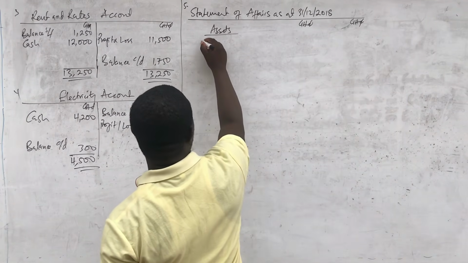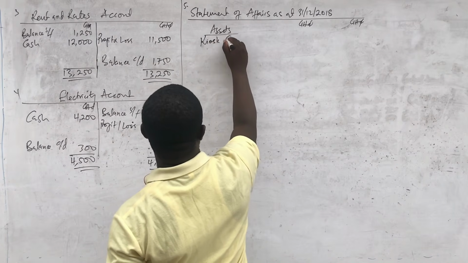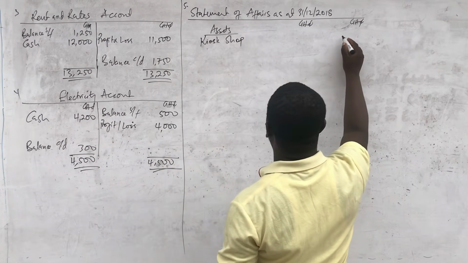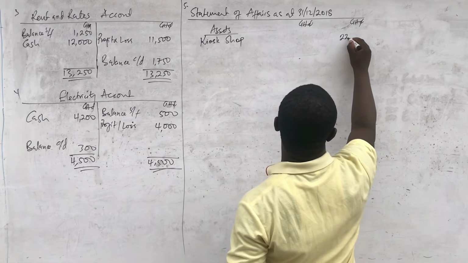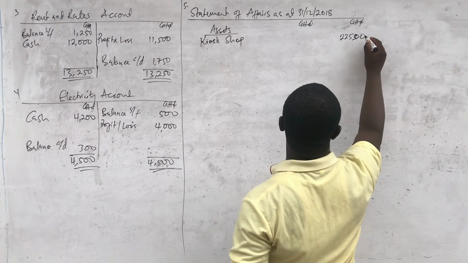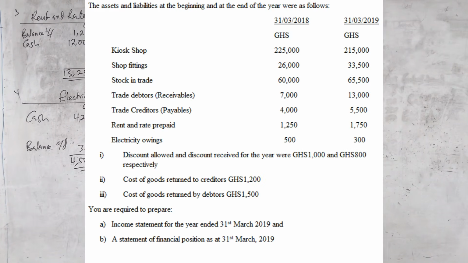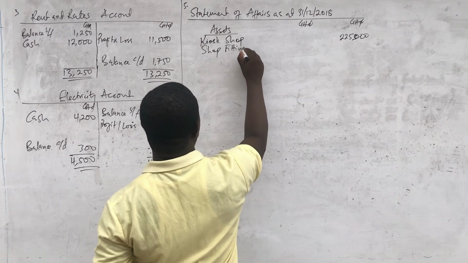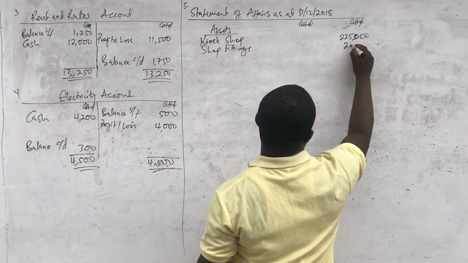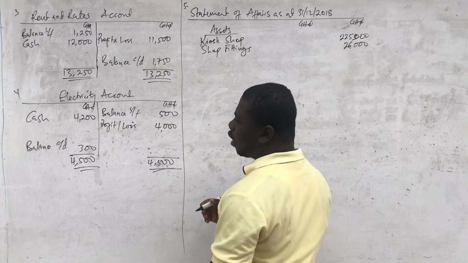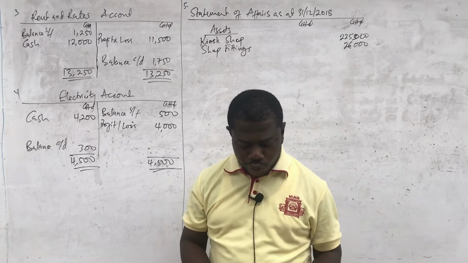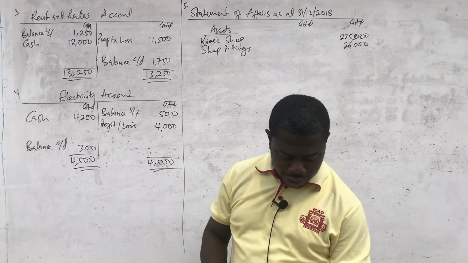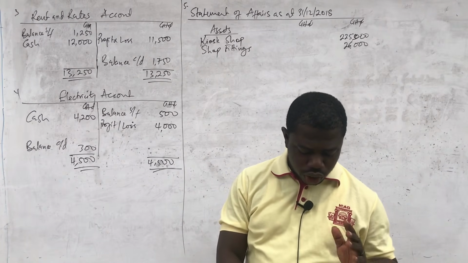And therefore we have kiosk shop. The value for kiosk shop at the beginning is what we are picking, 225,000 Ghana cedis. And then there is shop fittings of 26,000 at the beginning. So shop fittings. Remember, we are using only the opening balances to prepare the statement of affairs. So shop fittings to be 26,000 at the beginning. So that is what we have.